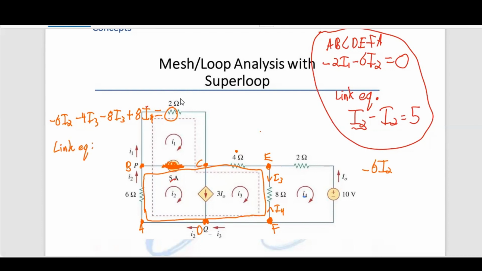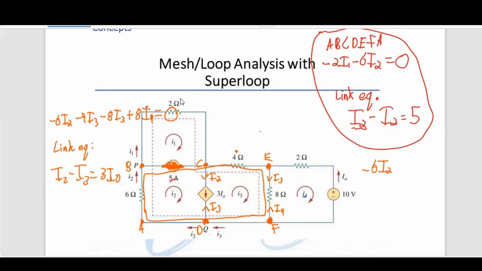So here we need to know what the current is. I3 is going this way, and I2 is going down. Same thing I told you: the currents going in the same direction as the current source, minus the currents going against the current source, equal the current source, 3IO. All right, it's nice.